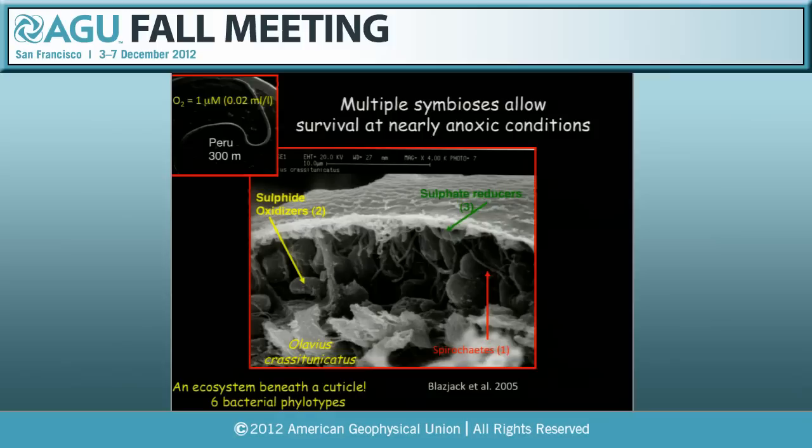This is a gutless oligochaete. It has no mouth, gut, or anus. It doesn't feed, but instead it hosts beneath its cuticle 6 different bacterial types that carry out sulfate reduction and sulfide oxidation. There are spirochetes probably fixing nitrogen. These bacteria are feeding the worm, removing waste, pretty much doing everything that this worm needs to live.